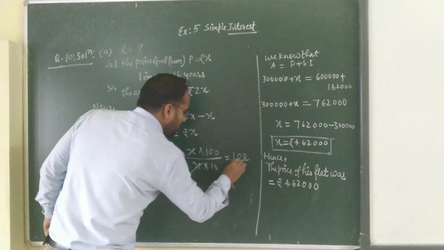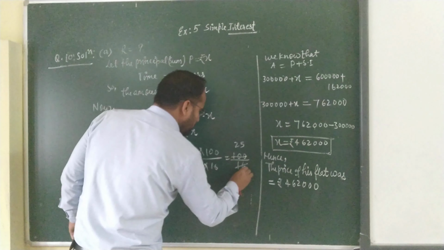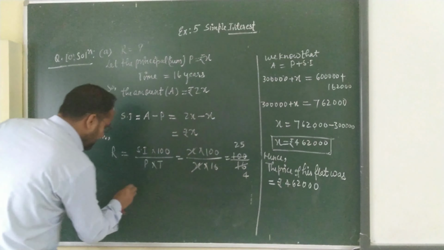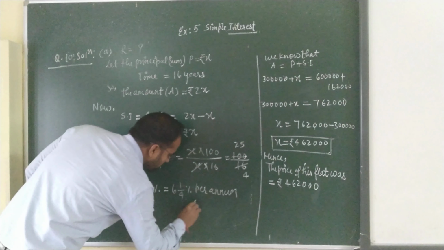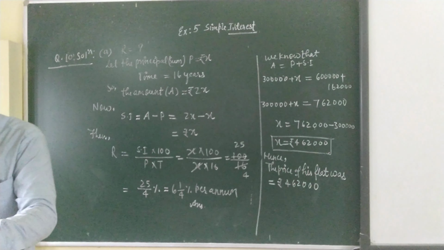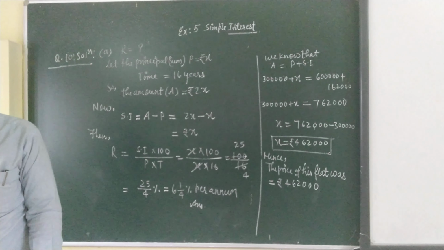It is cancelled out by 4. 4 25s are 100 and 4 4s are 16. So we get 25 by 4%, or if you want to write it as a mixed fraction, 6 whole 1 by 4% per annum is the rate of interest. And this is your answer. Hence the rate of interest is equal to 6 whole 1 by 4% per annum.